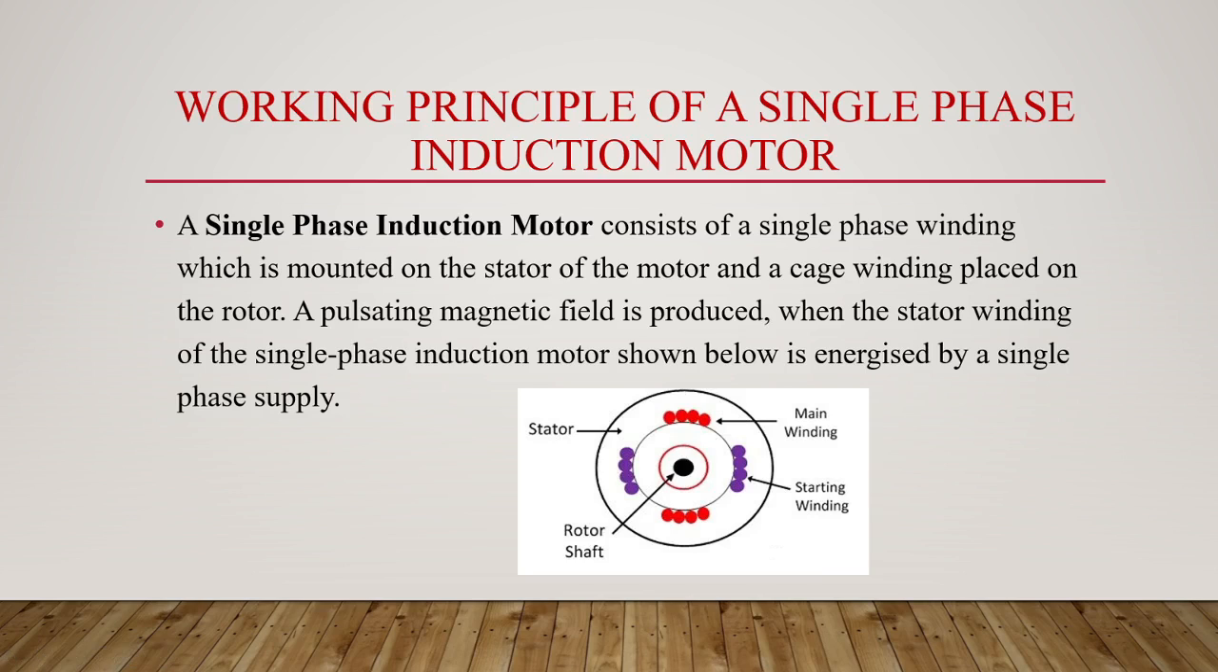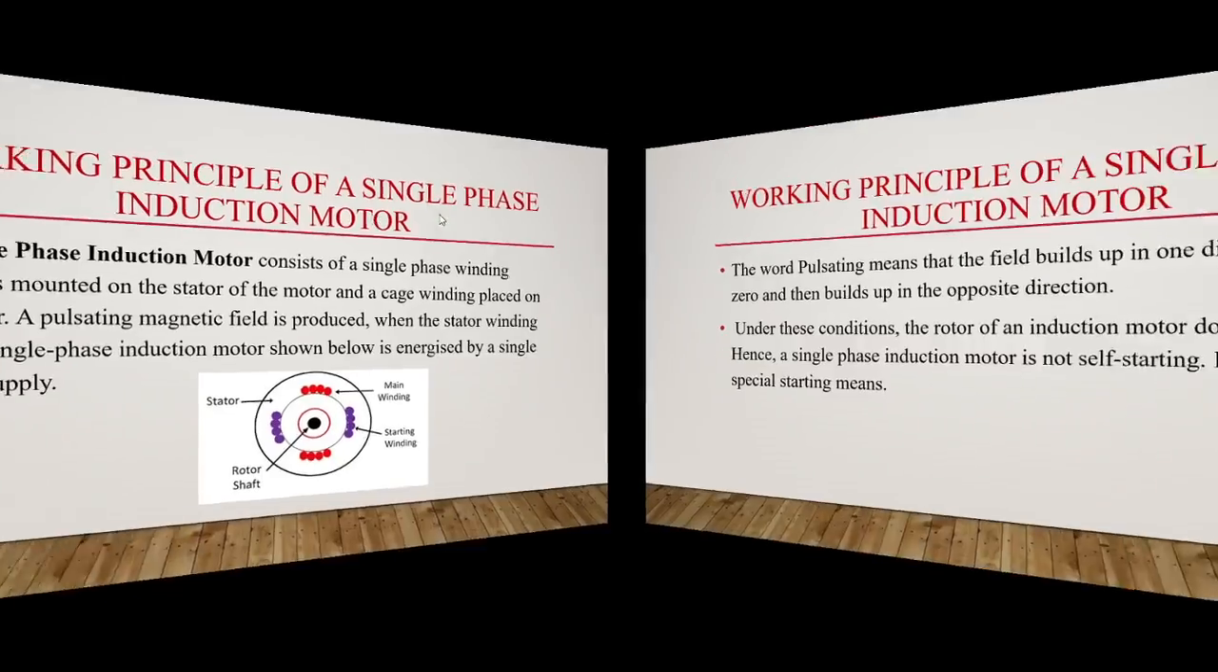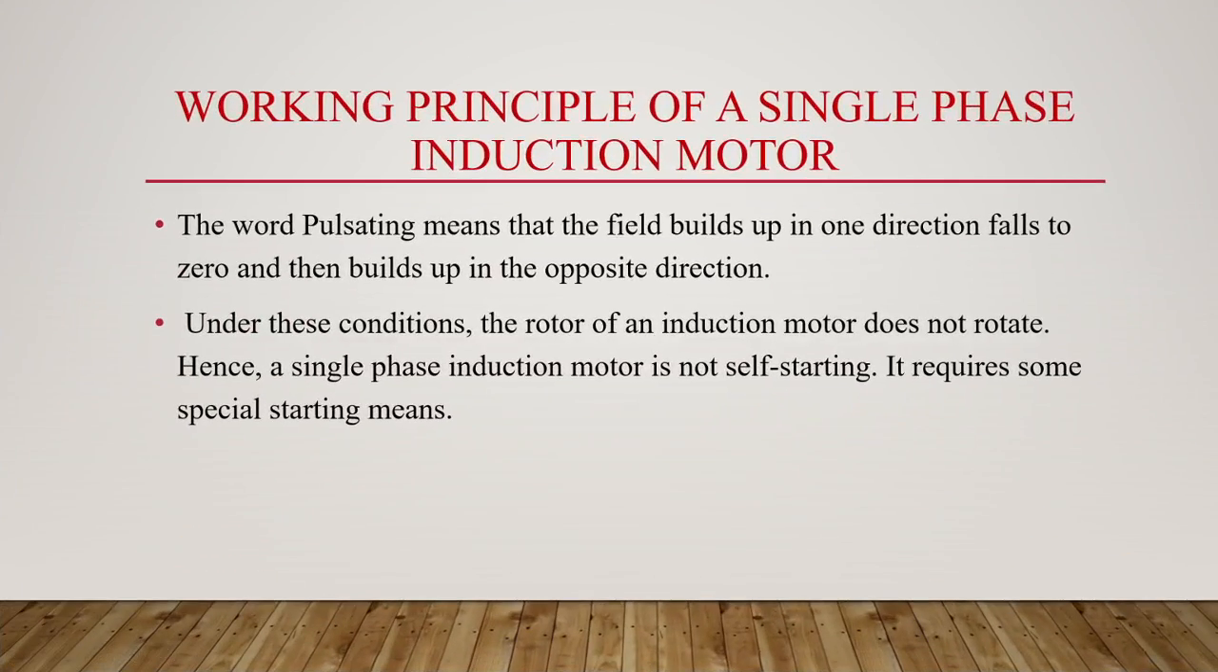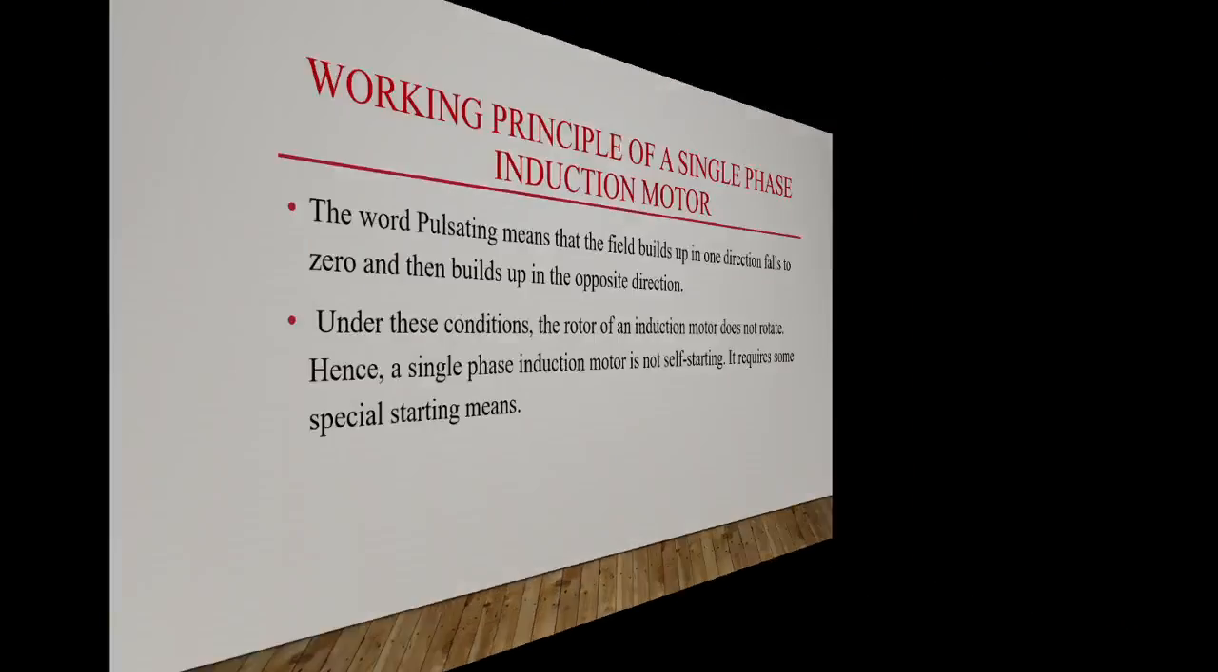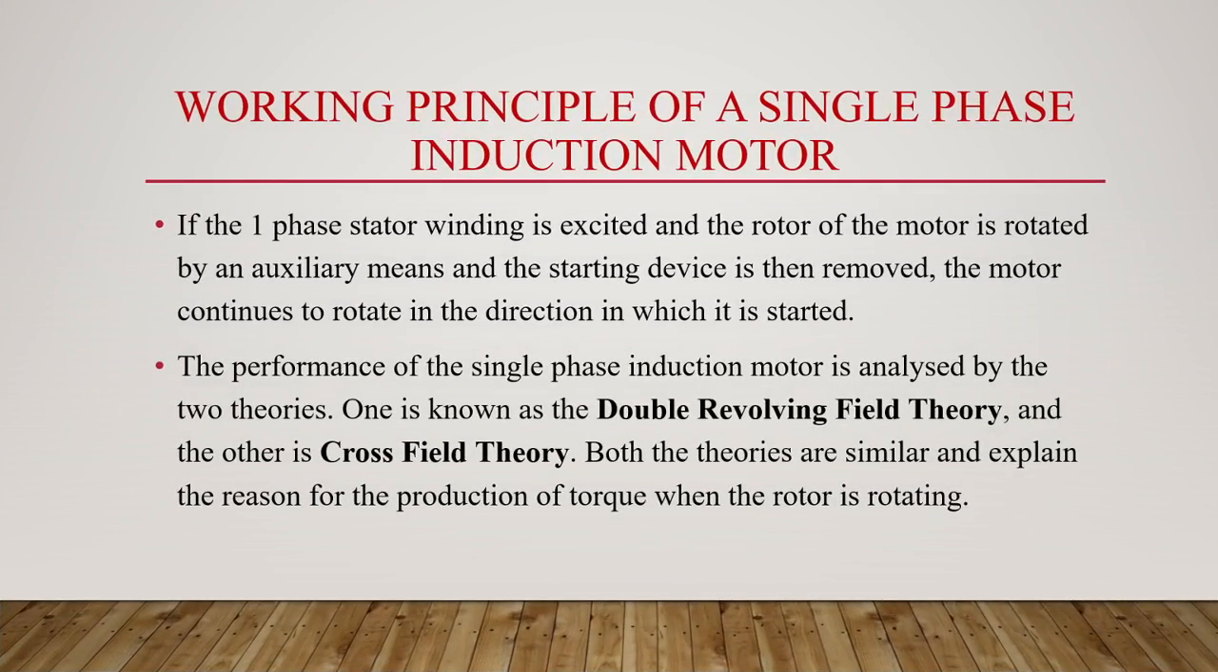A pulsating magnetic field will be produced when the stator winding of a single phase induction motor is energized by a single phase supply. The word pulsating means that the field builds up in one direction, falls to zero, and then builds up in the opposite direction. Under these conditions, the rotor of an induction motor will not rotate. Hence, a single phase induction motor is not self-starting. It requires some starting means. If the one phase stator winding is excited and the rotor of the motor is rotated by auxiliary means, then the starting device is removed and the motor will continue to rotate in the direction in which it was started. The performance of the single phase induction motor will be analyzed by two theories, the double revolving field theory and the cross field theory.